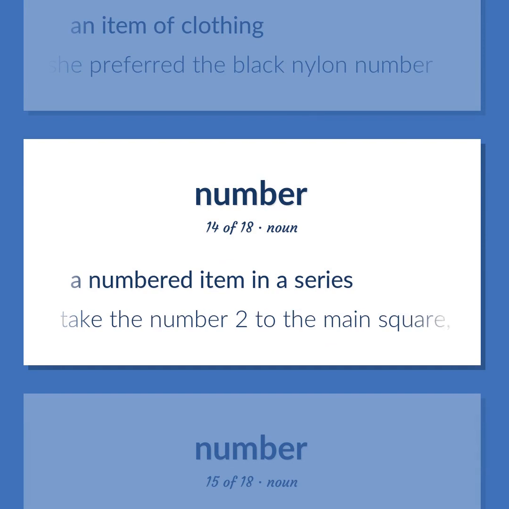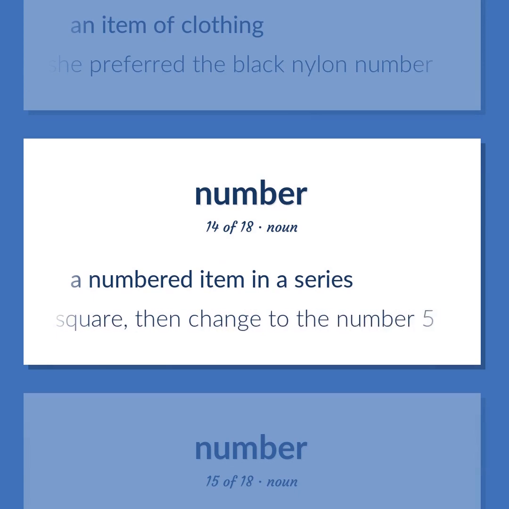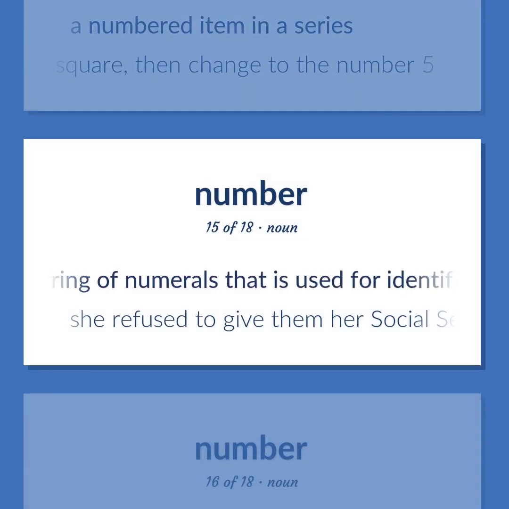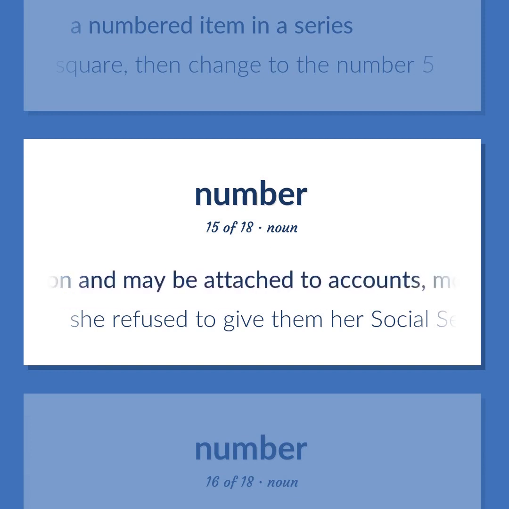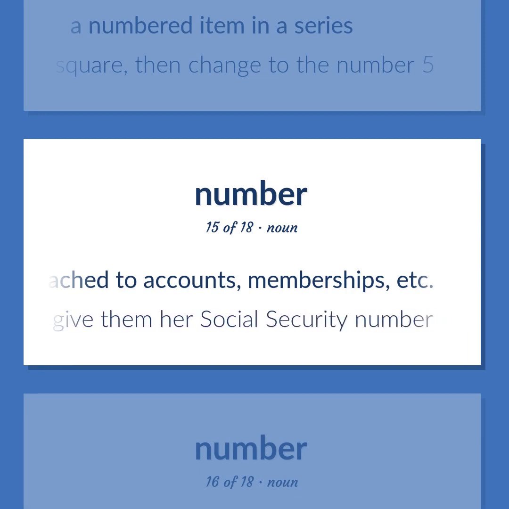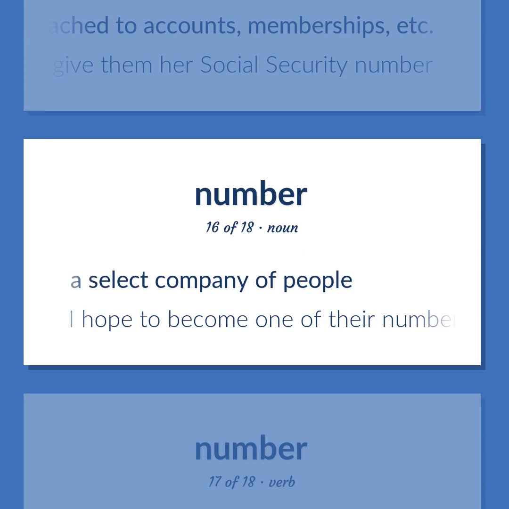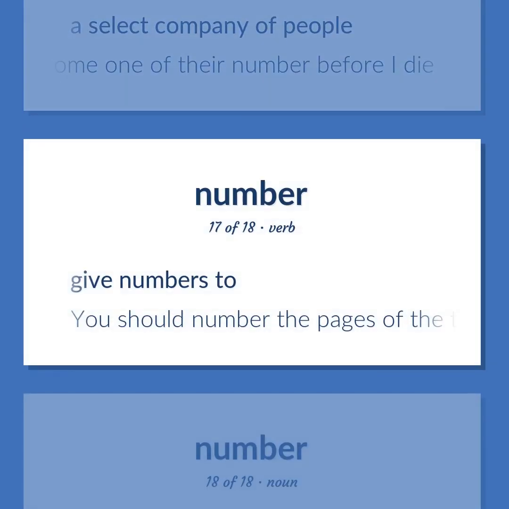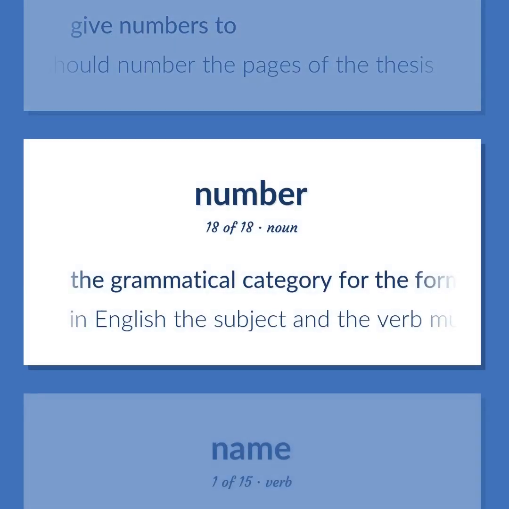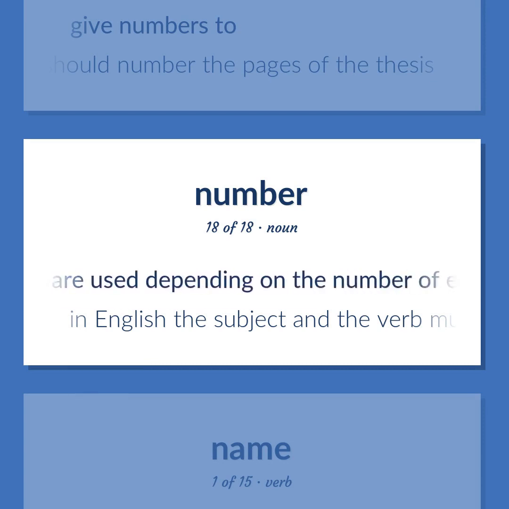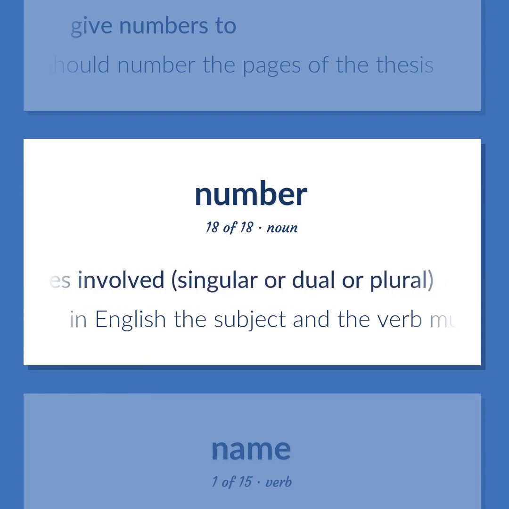Take the number 2 to the main square, then change to the number 5. A numeral or string of numerals that is used for identification and may be attached to accounts, memberships, etc. She refused to give them her social security number. A select company of people. I hope to become one of their number before I die. Give numbers to. You should number the pages of the thesis. The grammatical category for the forms of nouns and pronouns and verbs that are used depending on the number of entities involved, singular or dual or plural. In English, the subject and the verb must agree in number.